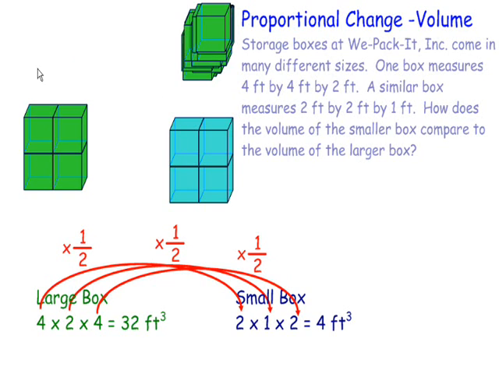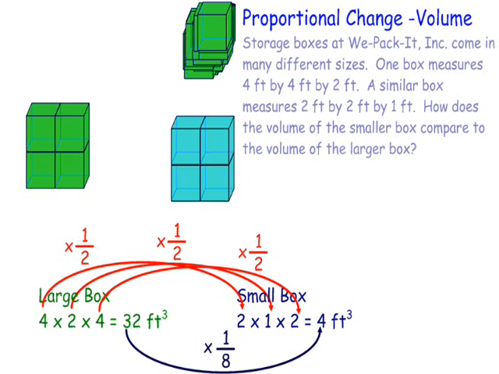What's left is 4 cubic feet, just like our blue figure, which means we've really taken 32 and divided by 8 to get 4. Or another way to think of it is we took 1/8 of the original volume. 32 times 1/8 is 4. So we've proven that the volume is 1/8 the original amount.